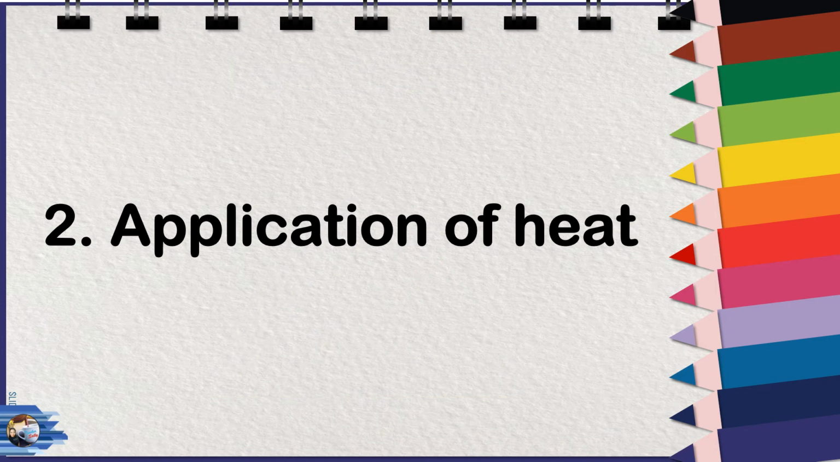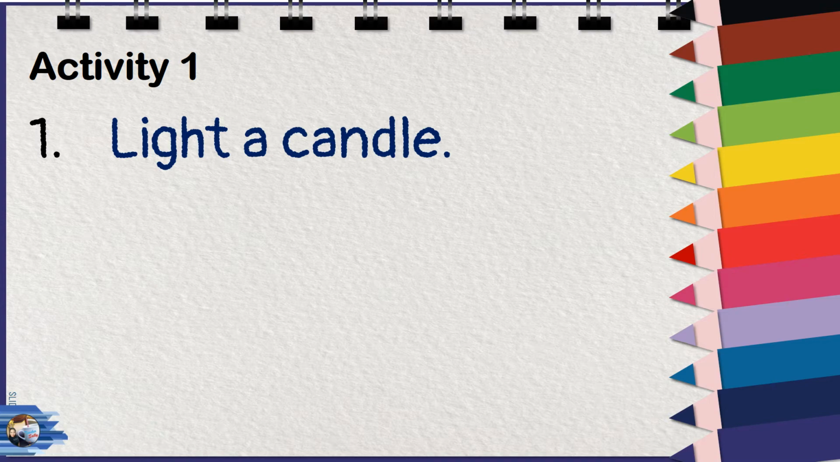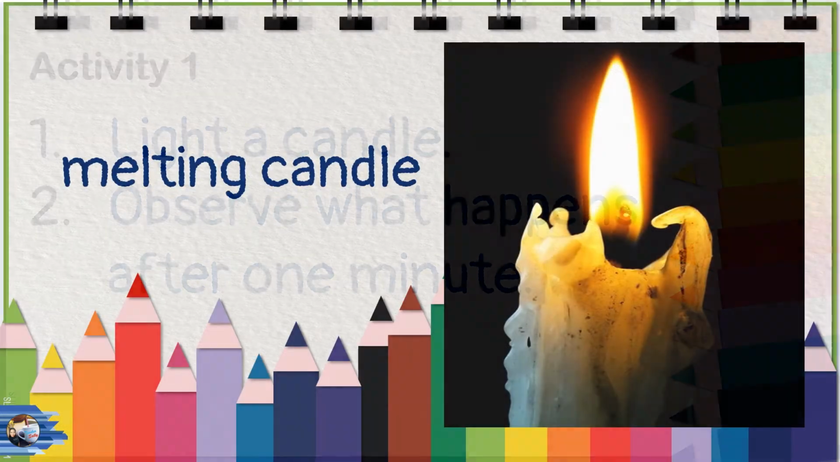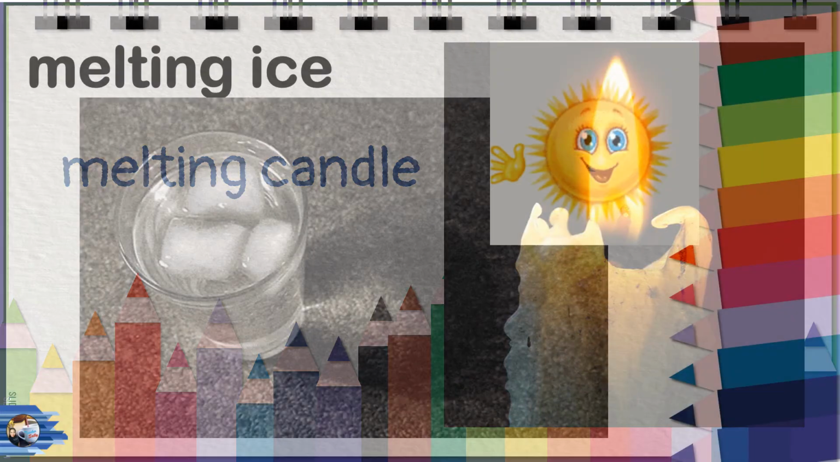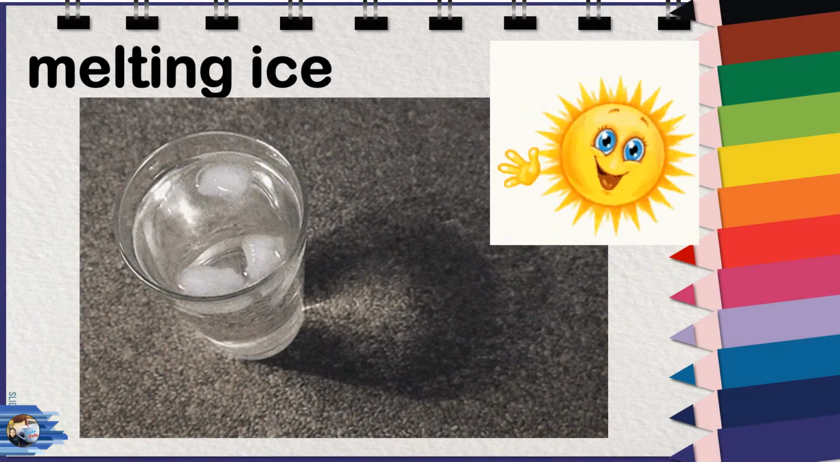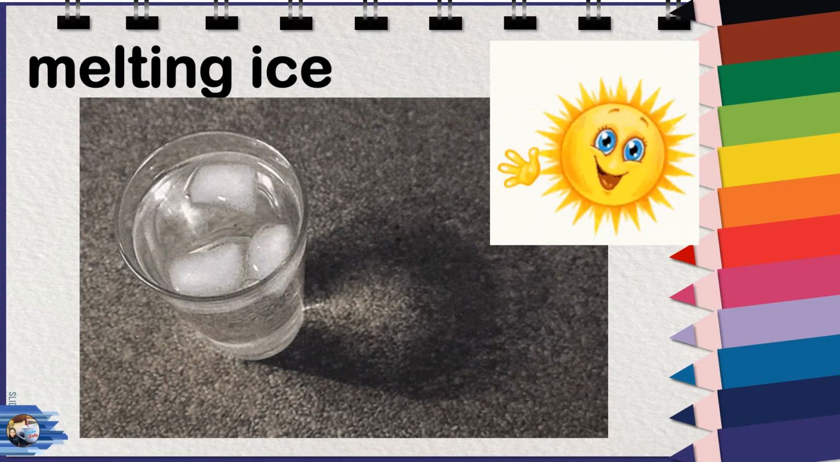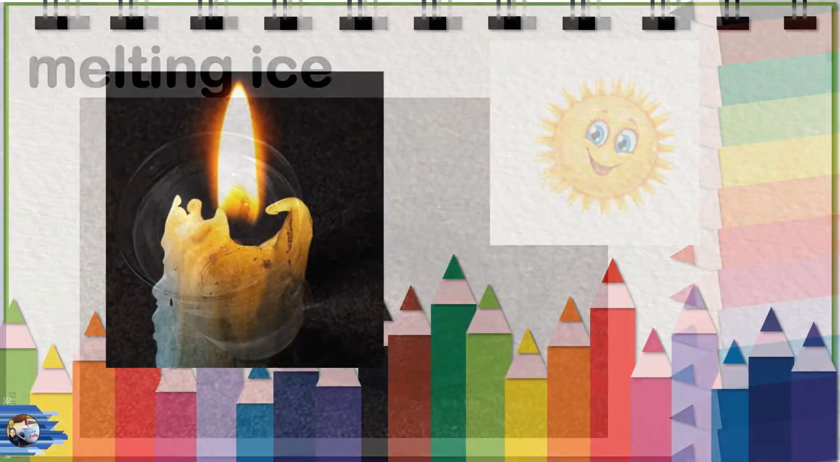Do you know that some objects change when they are heated? Let's try to discover these changes by doing the following activities. Here is activity 1. First, light a candle, and then observe what happens after 1 minute. Next activity. Put some pieces of ice cube in water and place it under the sun. What happened to the ice cubes?